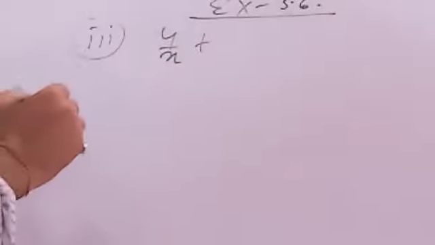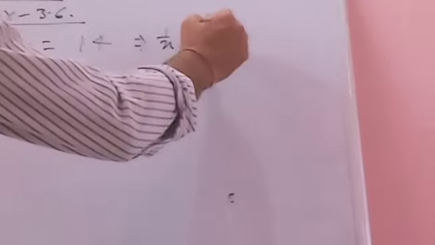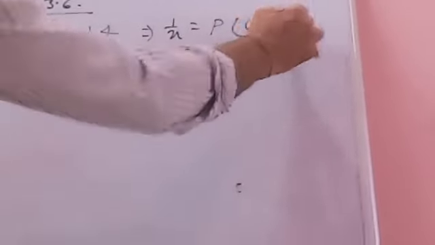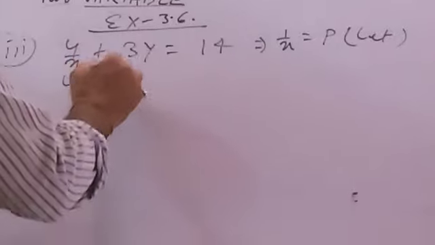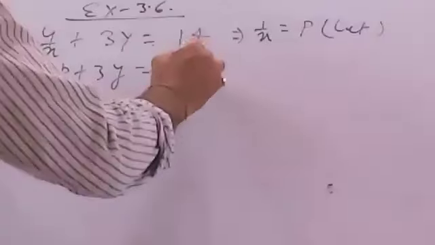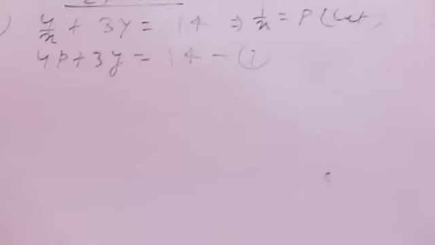So the third part. You could see here, 4 by x plus 3y is equal to 14. For this you could assume, let 1 by x be equal to, suppose, p. So what would it be? It would be 4p plus 3y is equal to 14. This is equation 1 you will have.